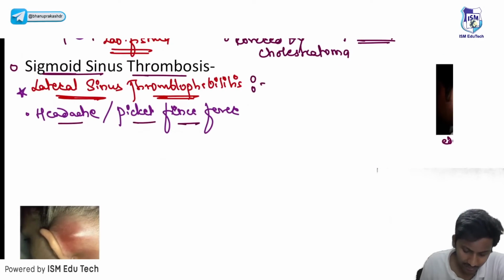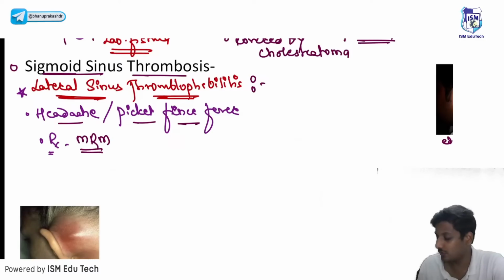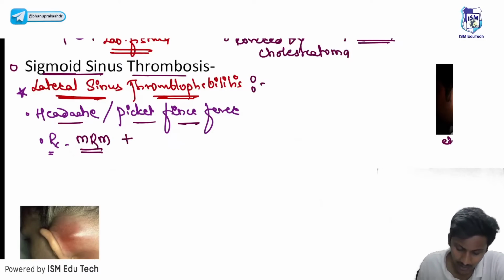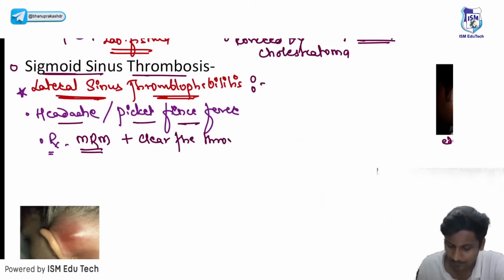What is done for treatment? Please remember, for treatment, again, for all complications of unsafe CSOM except two, I've told you the treatment is MRM itself, modified radical mastoidectomy. Along with that, we need to clear the thrombus as well.